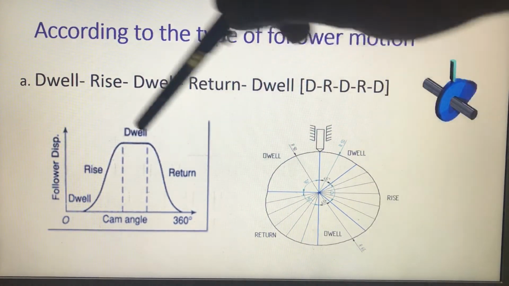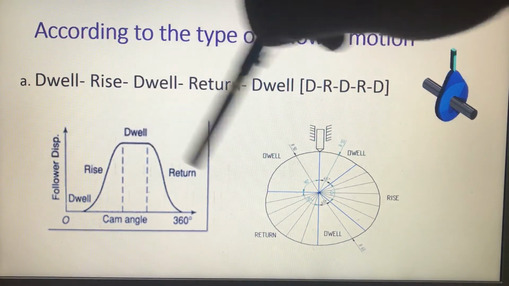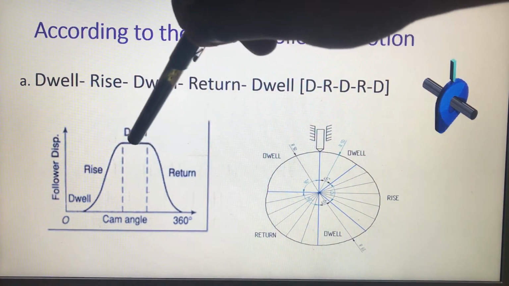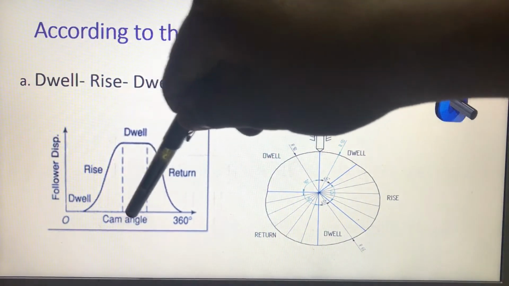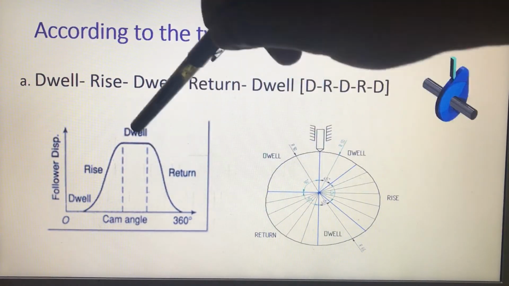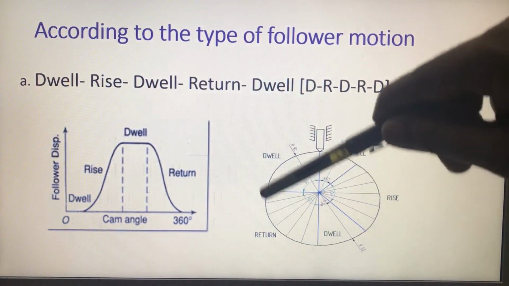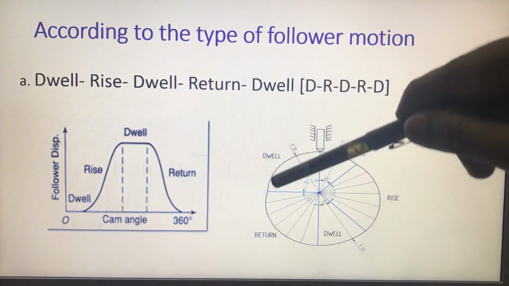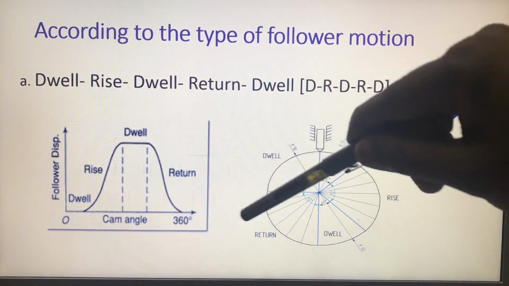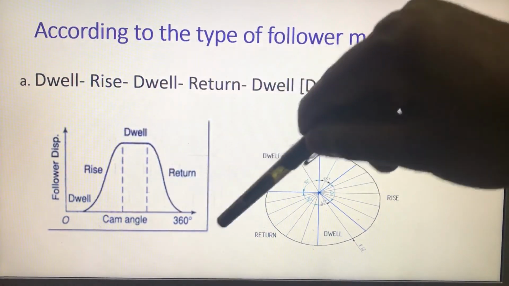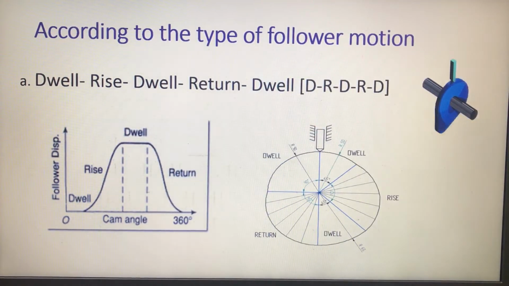Next, constant radius, that is dwell, for the next 45 degree: 65 mm constant. Next, it is returning from 65 mm to 50 mm for the next 90 degree, that is why it is return. Then the next 90 degree is 50 mm, constant. Again this cycle will continue. So this is about dwell, rise, dwell, return, dwell.